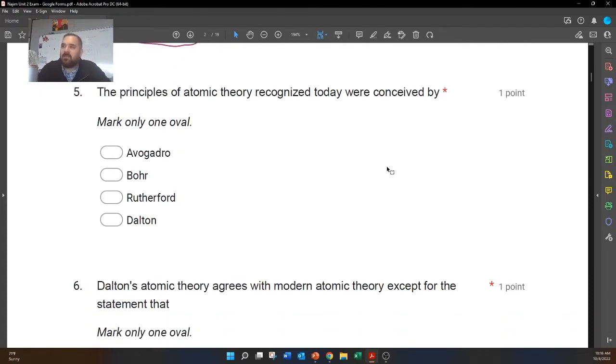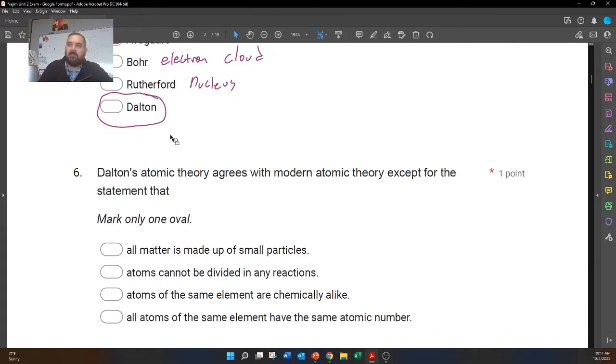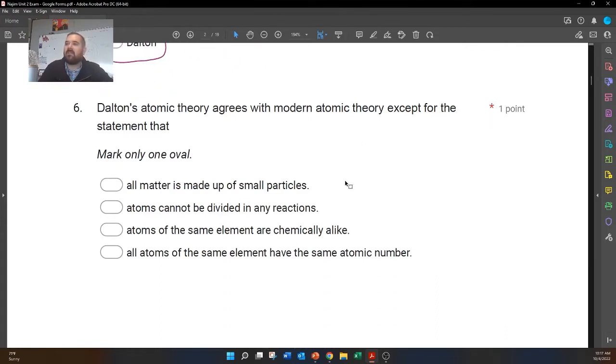The principles of atomic theory recognized today were conceived by who? So we've never actually talked about Avogadro, so you should go ahead and cross him out. So Bohr, he gave us the electron cloud. Rutherford gave us the gold foil experiment, which discovered the nucleus. And then Dalton, he gave us the postulates. He's the one who came up with the original atomic theory. Not the fire, earth, and wind one, but the one that came after it. And there were some parts that were wrong, and I guess that's what this one is.